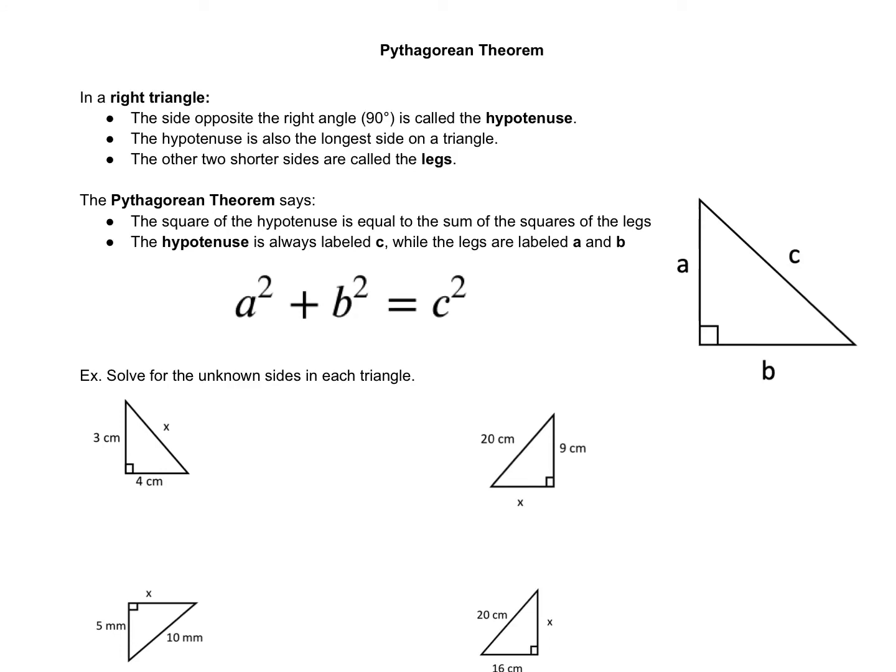In this video, we will be looking at the Pythagorean Theorem. The Pythagorean Theorem is used only in right triangles, and it is used to solve for a missing side length. So we do first have to talk a little bit about how to label a right triangle.